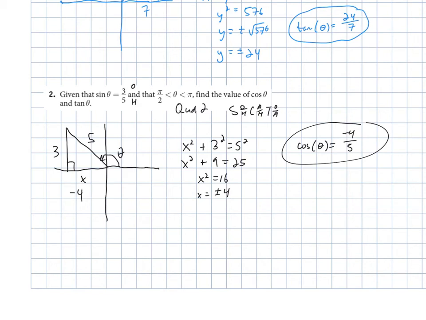Again, we don't know what theta is here. It could be 95 degrees. It could be 127 degrees. That's something we can figure out with a calculator, but for right now, we're just leaving theta unknown and finding the trig ratios that are associated with it. And the tangent of theta, the TOA, opposite over adjacent, 3 over negative 4. Tangent of theta is negative 3/4.